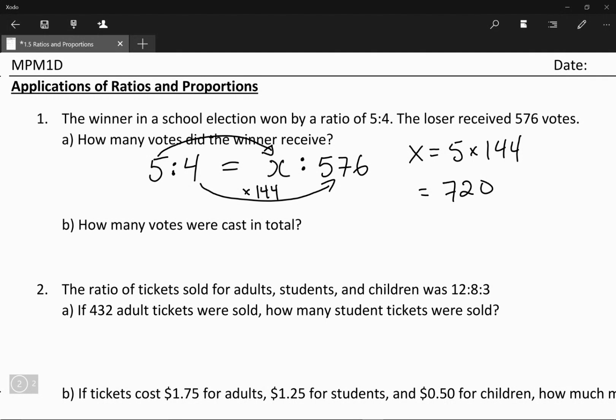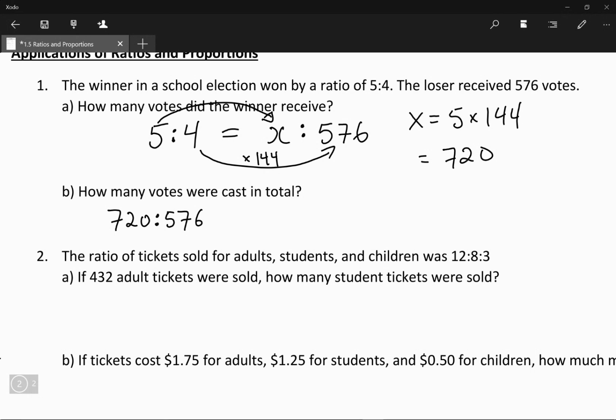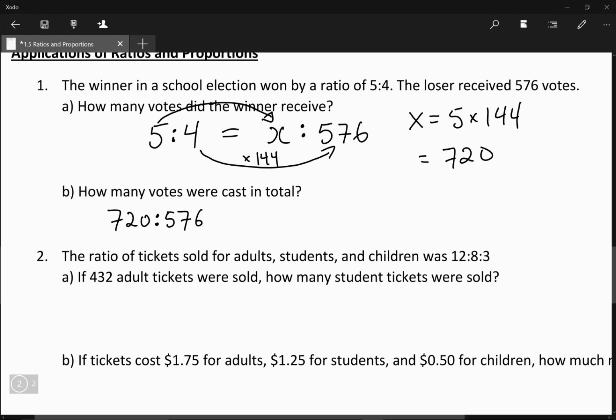Okay, so let's go to my next question. How many votes were cast in total? Well, if your ratio is 720 to 576, to find the total number of votes, you add them both. The 720 votes for the winner plus the 576 votes for the loser. So therefore, the total is equal to 720 plus 576, and that is equal to 1,296 votes.